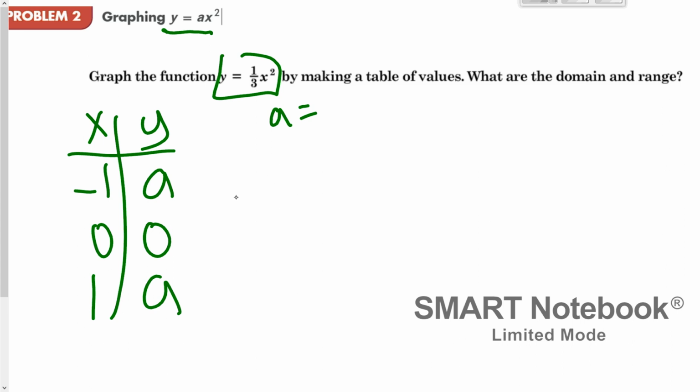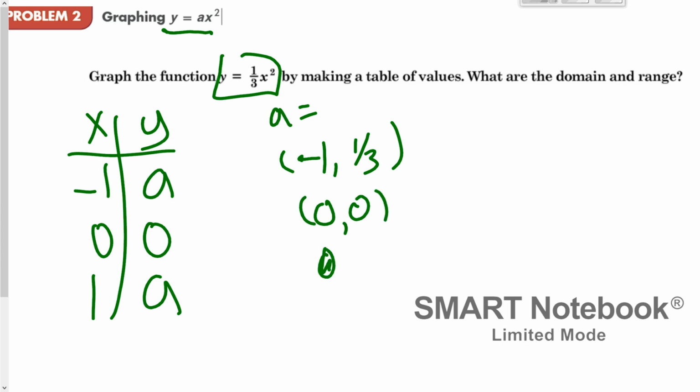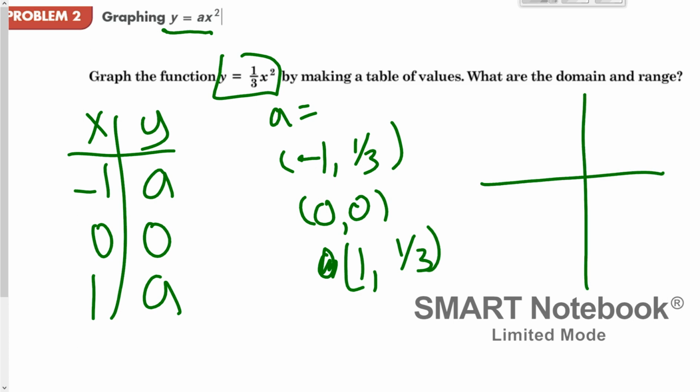Okay, go ahead and answer that. So your x's will be negative 1, 1/3, 0, 0, and 1, 1/3, right? Because that's your a. Now how do you graph 1/3? Well, you just count by thirds. Here's 1/3, 2/3, 3/3. So that'd be a whole, right? 3 over 3 is 1. And so then I can go negative 1, up 1/3, 0, 0, positive 1, up 1/3. And then I can graph my parabola. All done.